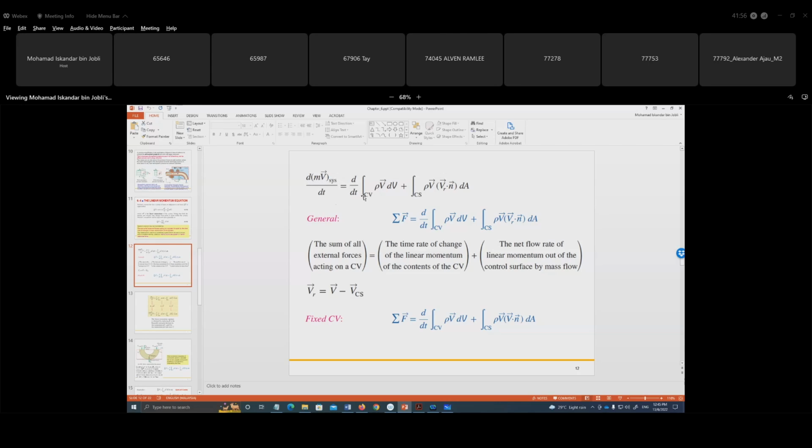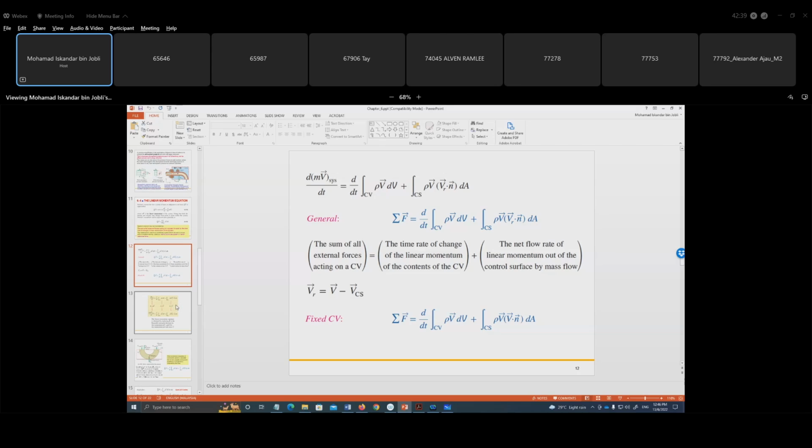The force on the control volume, on the body, and then on the surface. That's why if you were to rewrite this, the change of momentum, the dV, this is the control volume of the body, and this is on the surface. The sum of all the external forces acting on the CV is the time rate of change for the CV, and then the net flow through the surface. For a fixed CV that's not movable, that's not deforming, the force is given by this equation, for the body as well as for the surface.